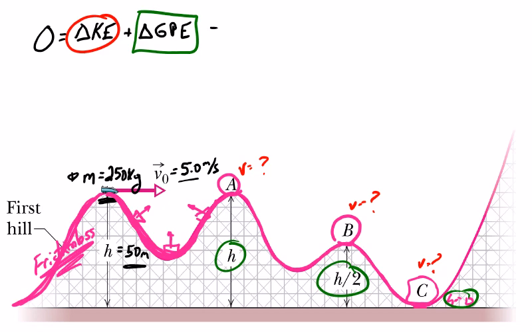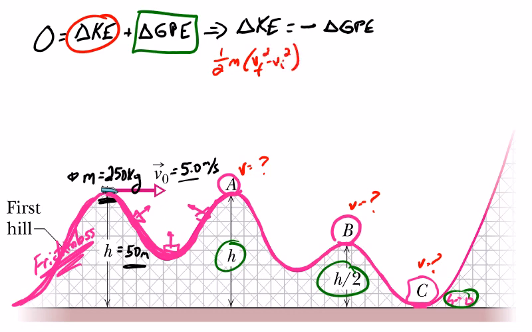In essence, what this shows me is that if I bring one of these over to the other side, my change in kinetic energy is going to be equal to the opposite of my change in gravitational potential energy. So now I can actually put in my equation. I've got 1/2 m times (Vf squared minus Vi squared). There's my change in kinetic energy. And this is going to equal the opposite of my mass times gravity times my final height minus my initial height. I'm going to leave this negative sign out front.